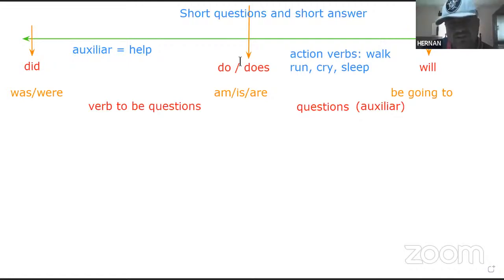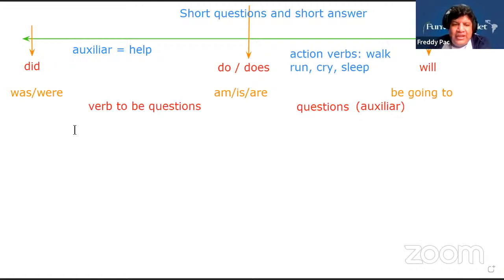Do and does. Depending, right? If it is past, did. If it is present, do or does. And if it is future, will. Now, let's do an example. First of all, I am going to give you an example. Look, to create questions, it is very, very easy. And that is the reason that I'm going to create the example.